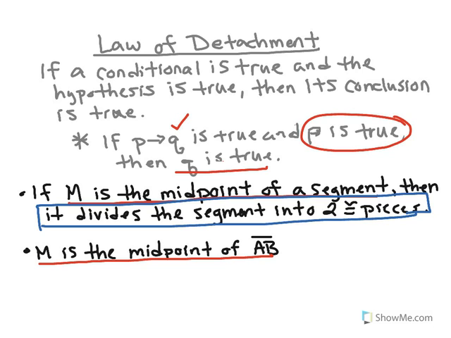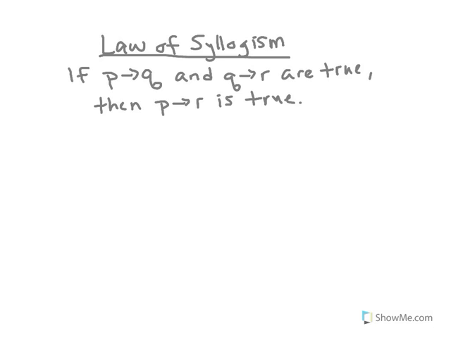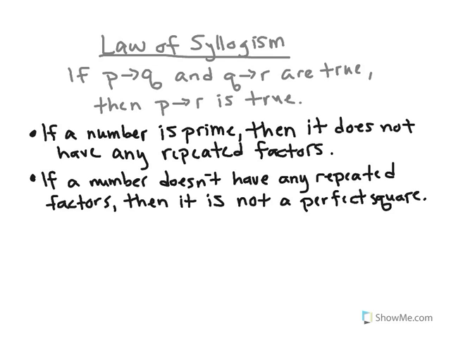We have one other law, which is called the law of syllogism. The law of syllogism is actually used a whole lot more than the law of detachment. It says that if P then Q, so that's a conditional statement, and if Q then R, which is just another conditional statement, and both of these happen to be true, then if P then R is true. Let's take a look at an example and see what this means.